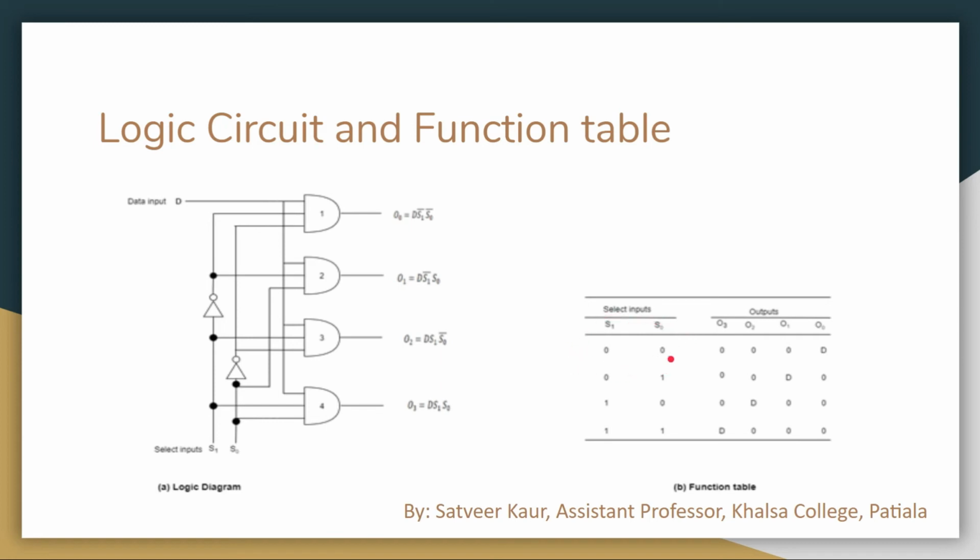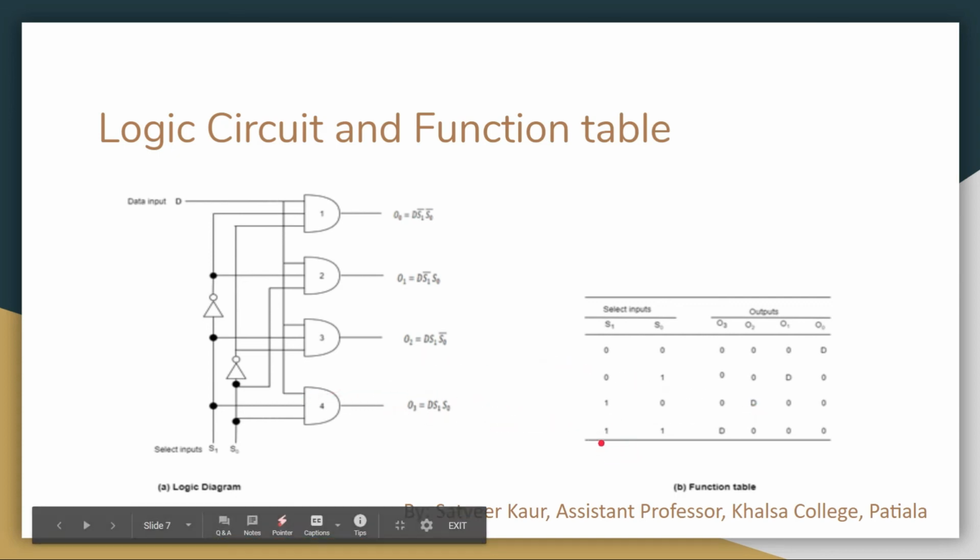If the bit combination is 0 0, the output will be O0 and gate number 1 will be activated. If the bit combination of S1 and S0 is 0 1, then output O1 will be activated and gate number 2 will be enabled. If the bit combination is 1 0, then gate number 3 will be enabled and the output will be O2. If the bit combination of S1 and S0 is 1 1, then gate number 4 will be enabled and all the other gates will be disabled, and the output will be O3.